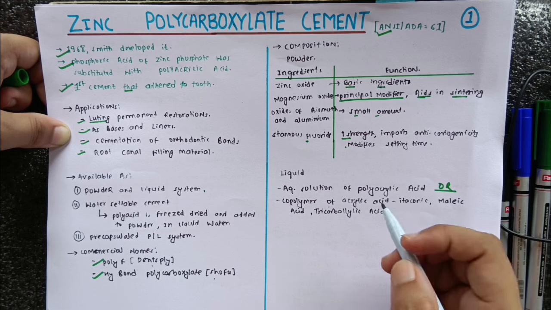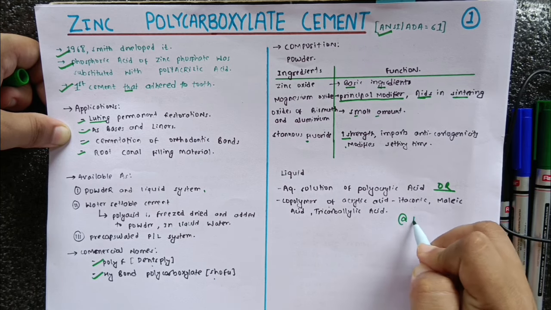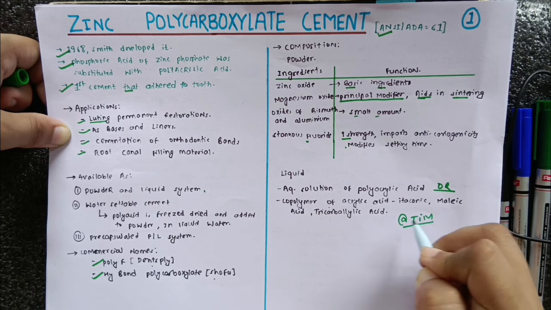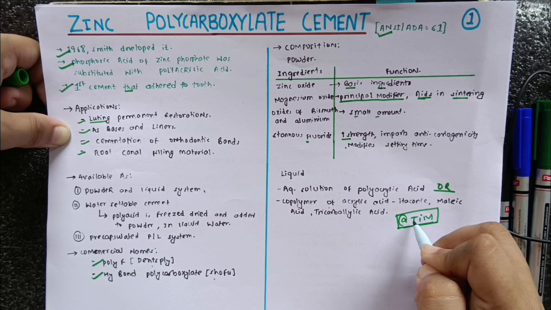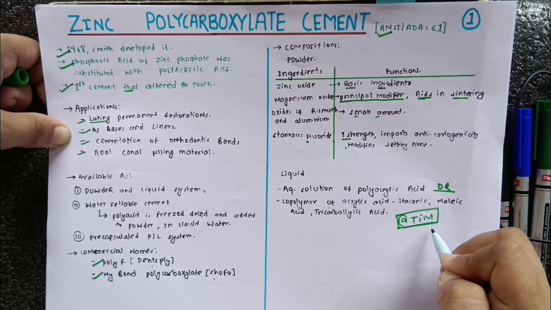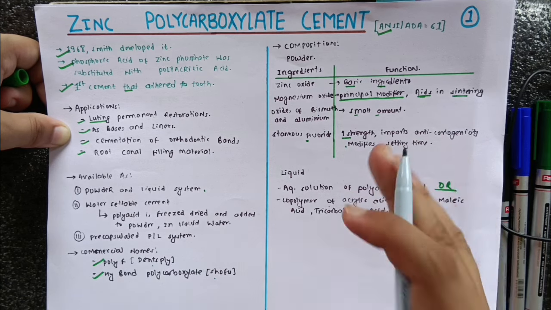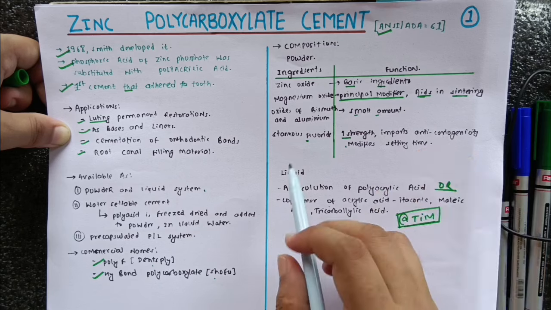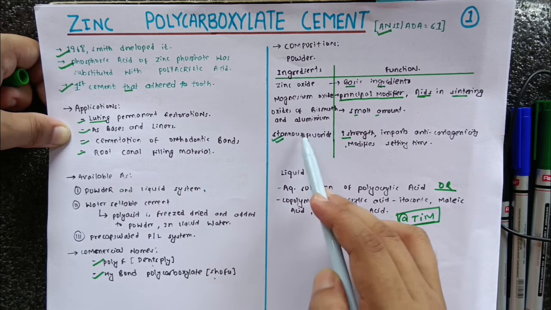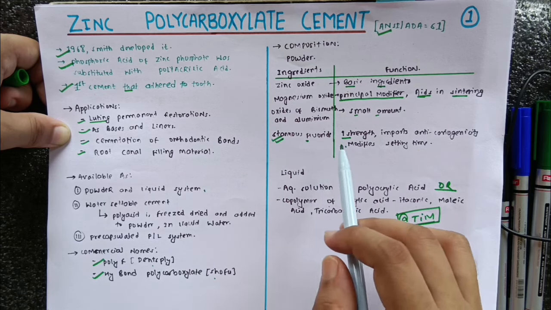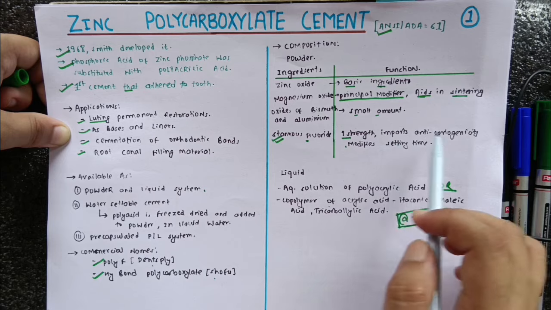In the previous video I mentioned the mnemonic TIM. So TIM is the mnemonic here: tricarboxylic acid, itaconic acid, and malic acid. So just remember this: zinc oxide, magnesium oxide, bismuth, and stannous fluoride. Don't miss this stannous fluoride. It is very important here, as it imparts the anti-carcinogenic property.